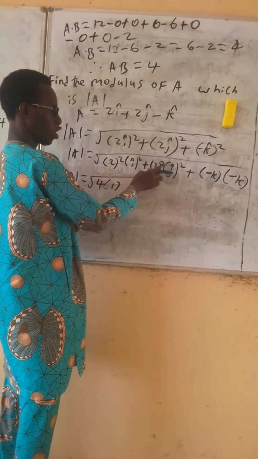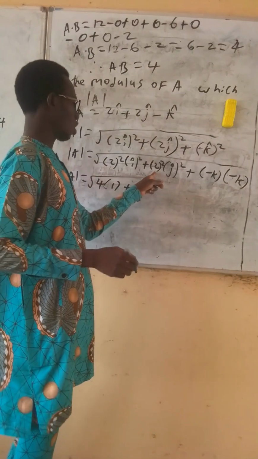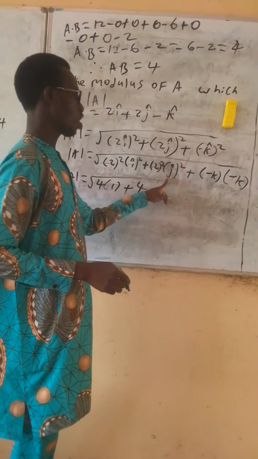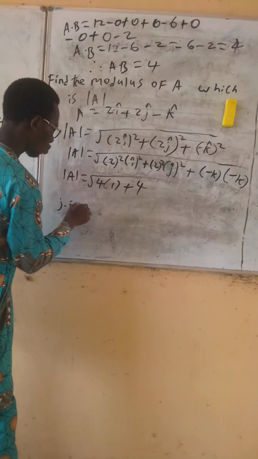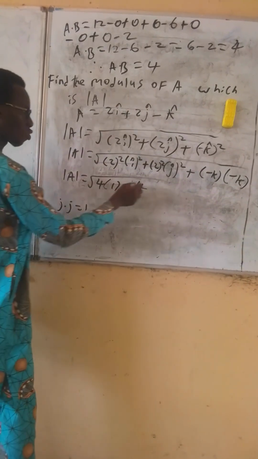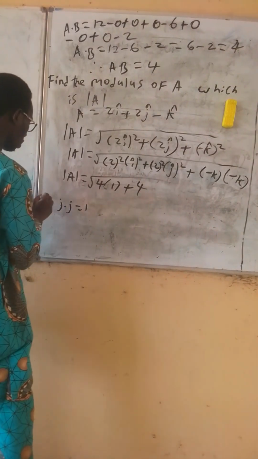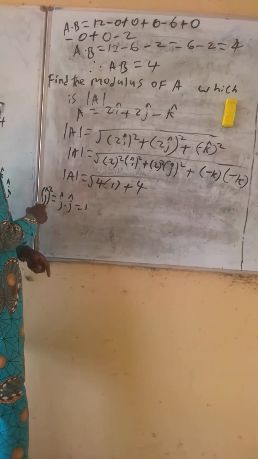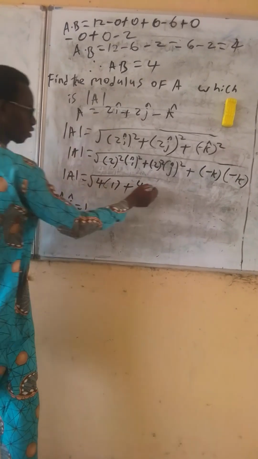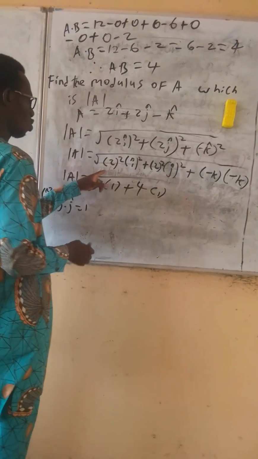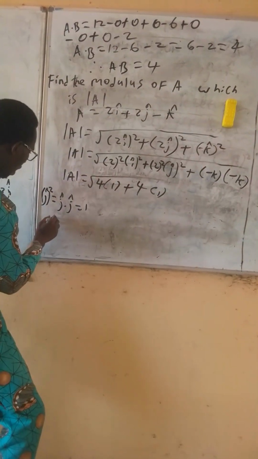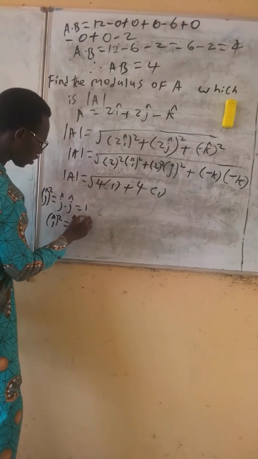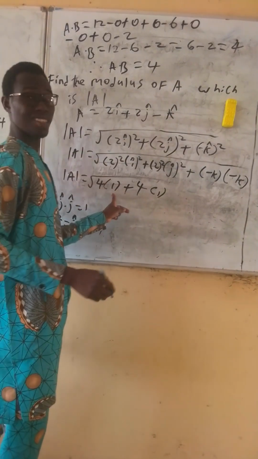We also have plus 2 squared, which is 2 multiplied by 2, which is 4. J dot j is 1. I told you. J squared means j dot j, which is 1. Are you getting me? So we have done this for i squared, which means i dot i, which is 1. So that's how we do this.